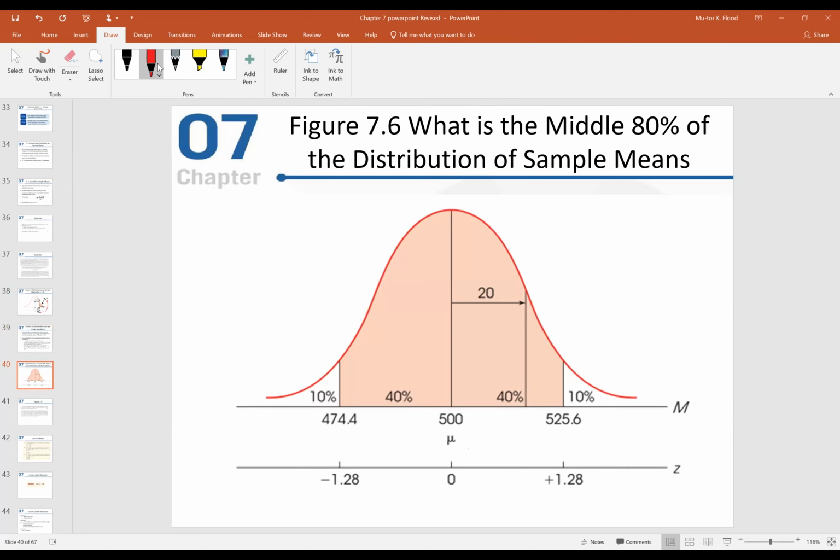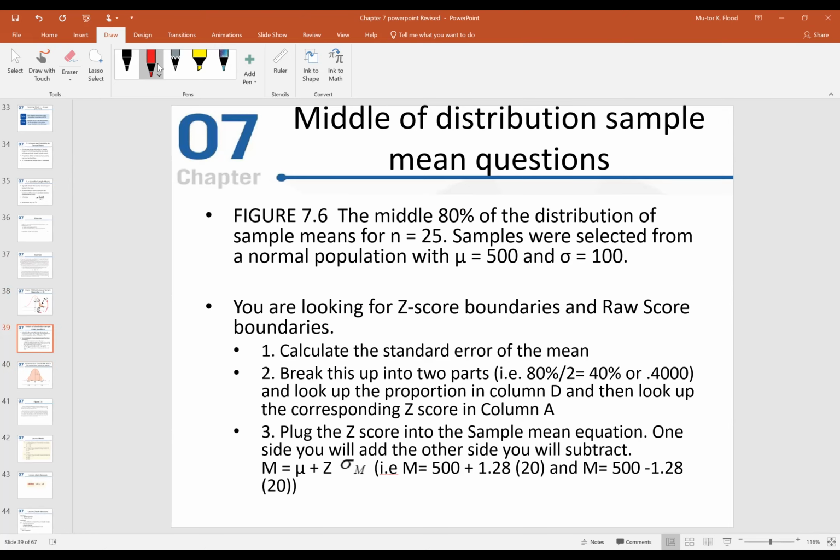All right, so let's explain it. The middle 80% of the distribution of sample means for a sample size of 25. Samples were selected from a normal population with a population mean of 500 and a standard deviation of 100.